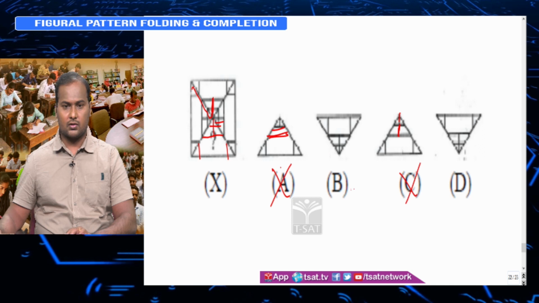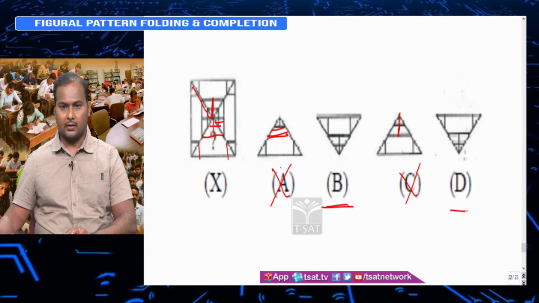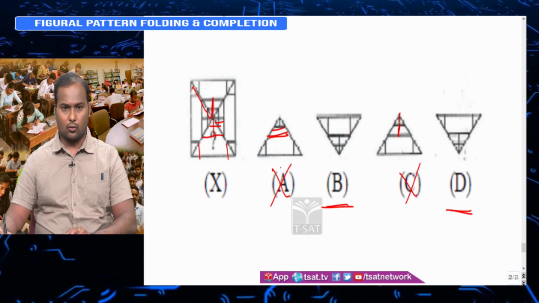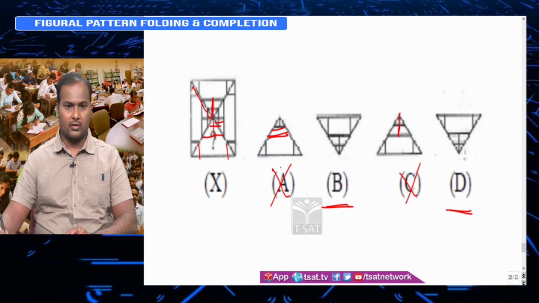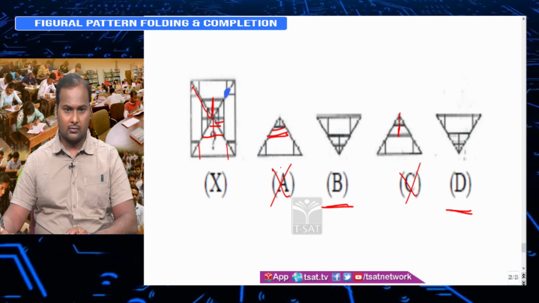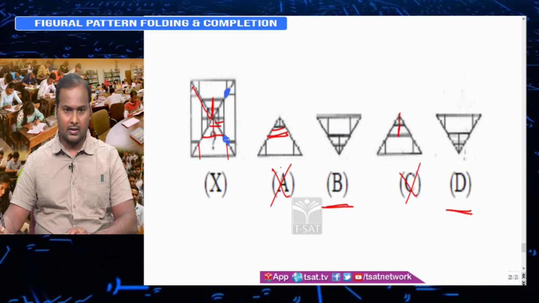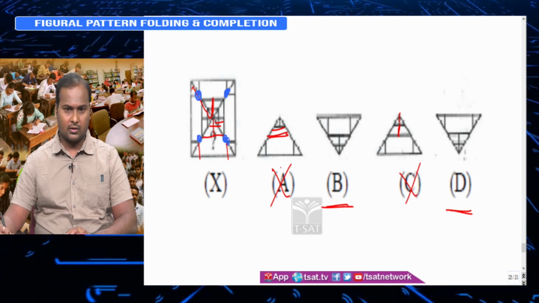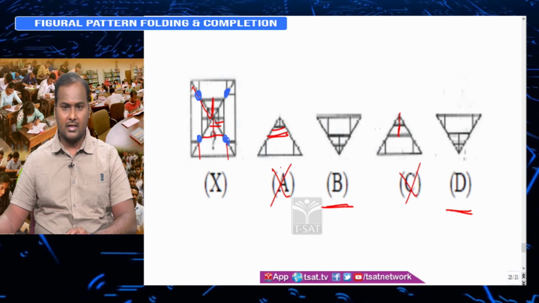Now the confusion for the student is between B and D, because they appear very, very close. But there is a small clue here. What is that small clue? It is the gap. So what is that gap? See here. This is a gap here. There is a gap here as well. Obviously, the lines have a gap.